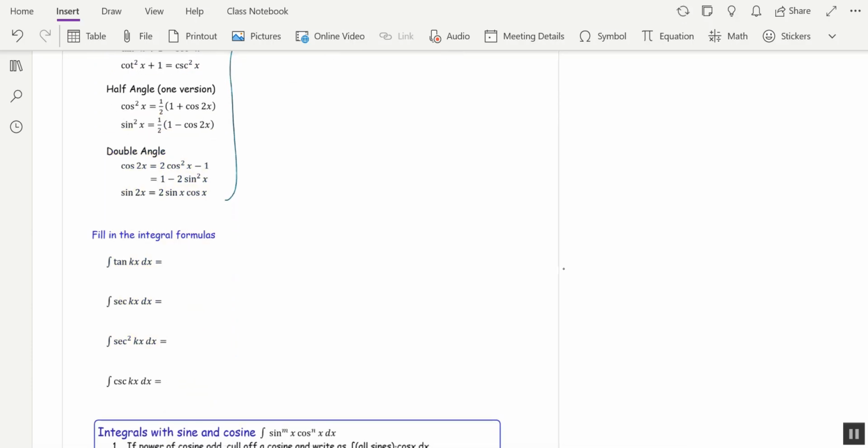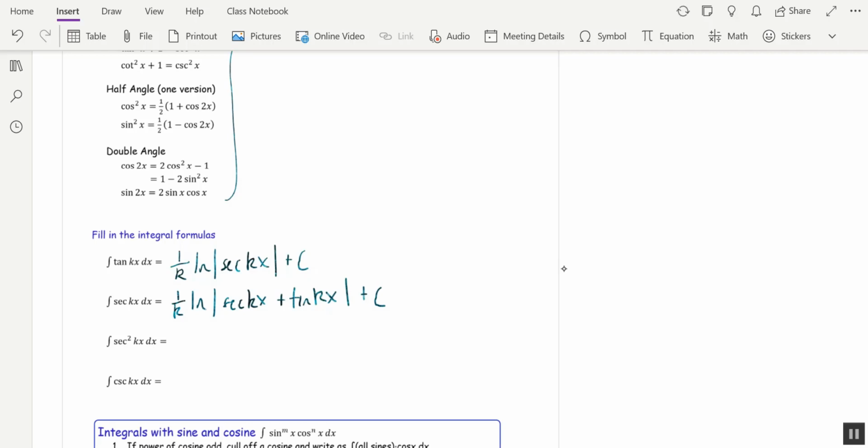The integral of tangent kx is 1 over k ln of the absolute value of secant kx plus c. So they're all going to have a 1 over k out front. For secant, it's 1 over k ln, and now it's secant kx plus tangent kx plus c. You should probably pause the video and see if you can just do these on your own.